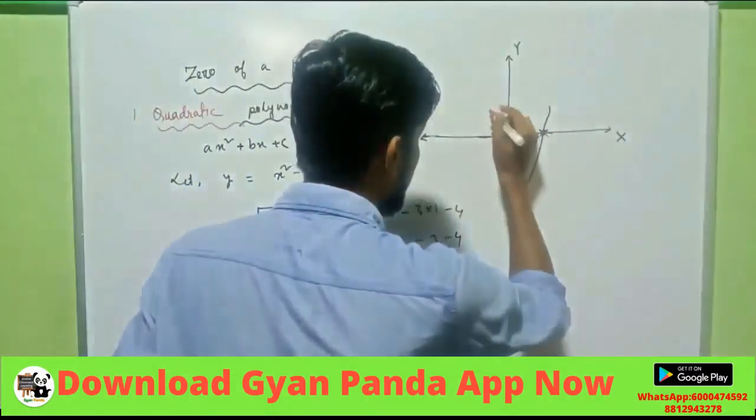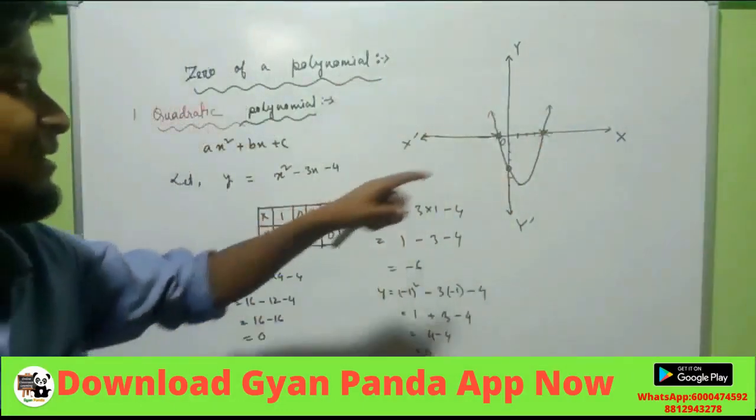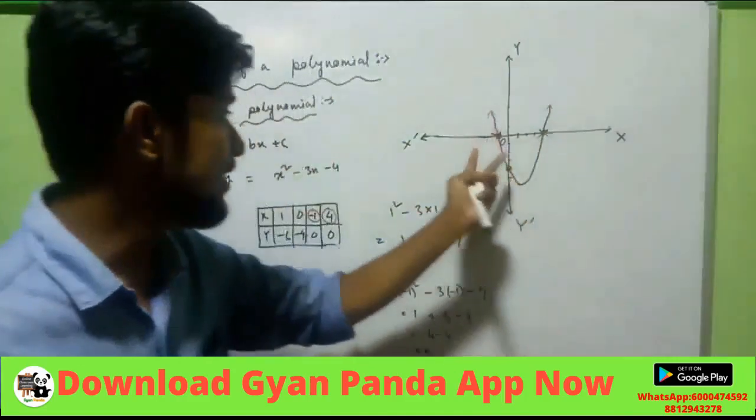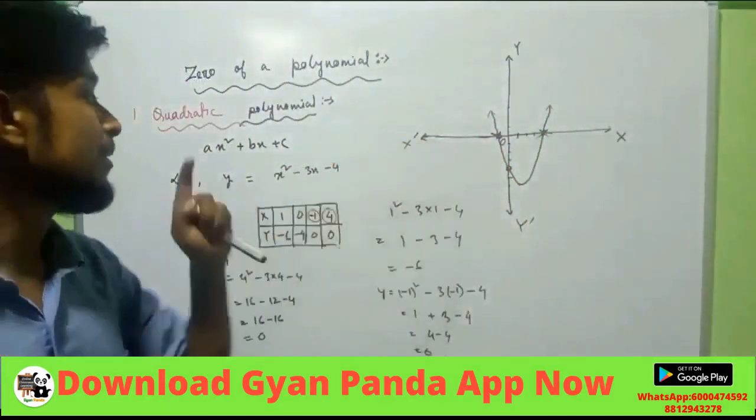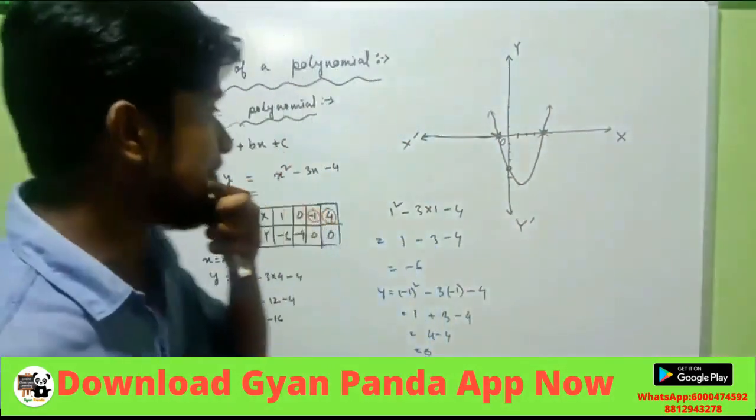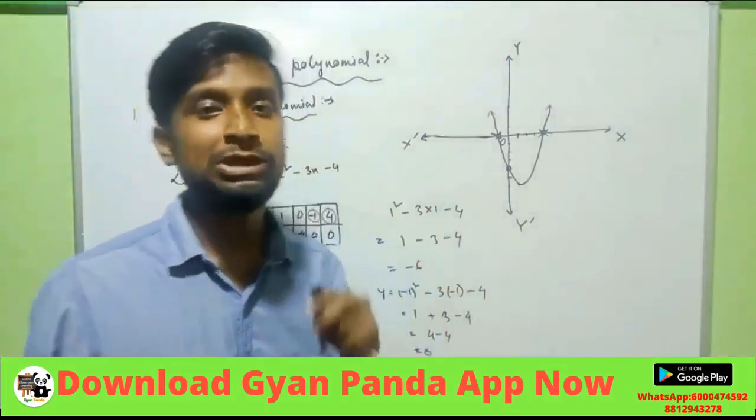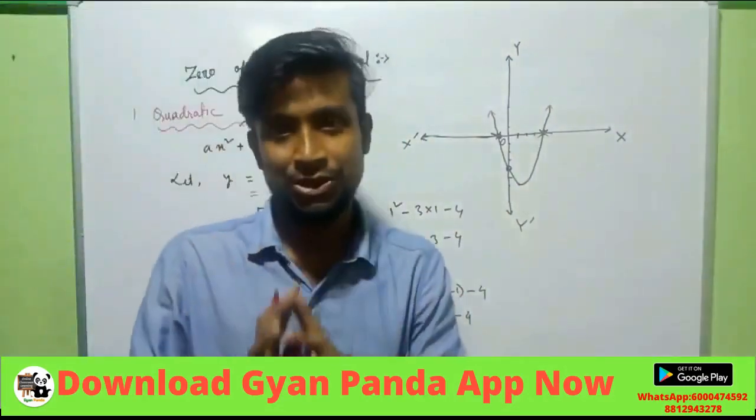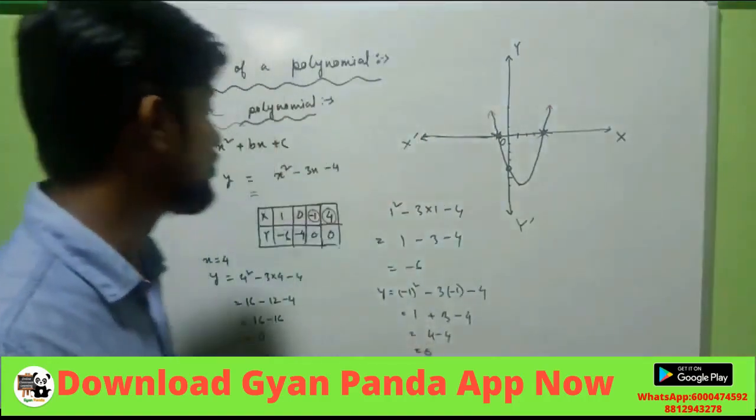This graph of the parabola, a polynomial, intersects the x-axis, right? And these points, minus 1 and 4, are called the zeros of this polynomial. We can conclude one thing: a quadratic polynomial cannot have more than 2 zeros, or more than 2 points at which the x-axis will be cut by the graph of the polynomial. All right, so this is it.